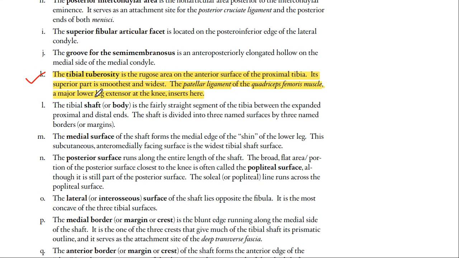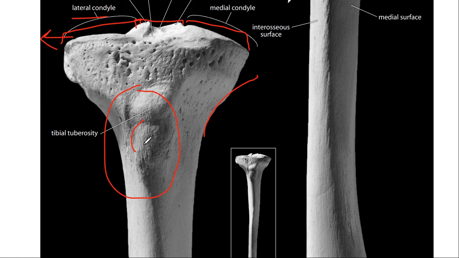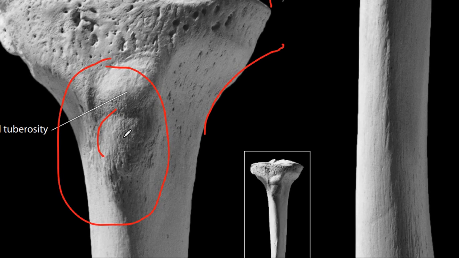Now the tibial tuberosity is a rugose area on the anterior surface, specifically on the anterior surface of the proximal tibia. Its superior part is smoothest and widest. Then there is the patellar ligament of the quadriceps femoris muscle, a major lower leg extensor at the knee, which inserts here. So tuberosity again, let me zoom in. Here also you can see a sort of stretch marks, isn't it?